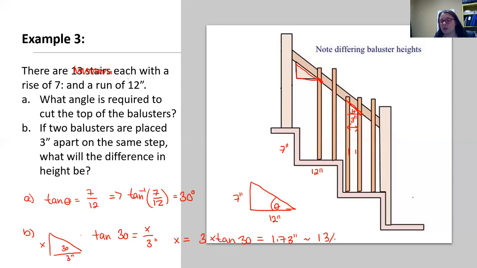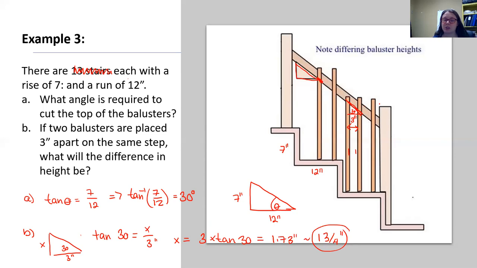Even if you follow through to the nearest 16th, it'll round to 1 3/4 inches. So the difference in height that I would have to cut these, I'm going to have to cut this one, see how it's not quite as tall? I would have to cut it 1 3/4 inches shorter than the first one.